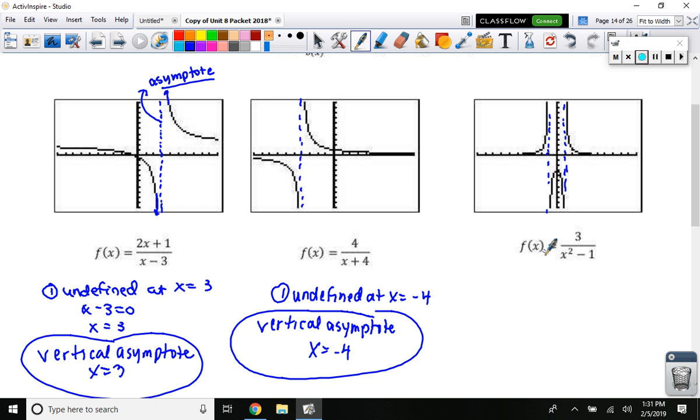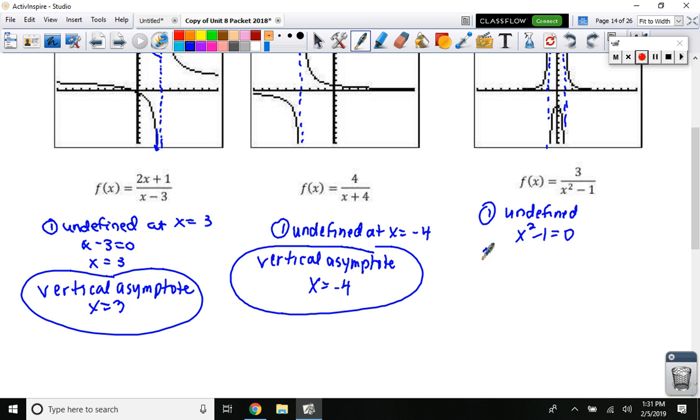Now, could we back that up algebraically? We look for where this is undefined, right? Could we factor x squared minus 1? That goes in dots, right? X minus 1, x plus 1. So you have two spots where this rational equation is undefined. And those are your two vertical asymptotes. Yep. We're going to talk about that in 1 second.